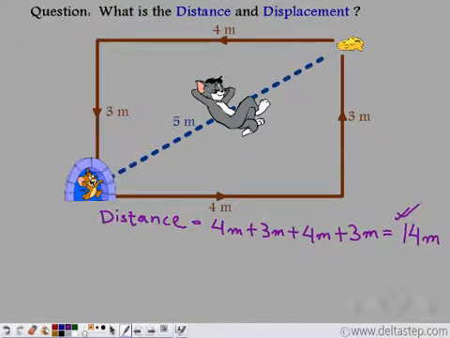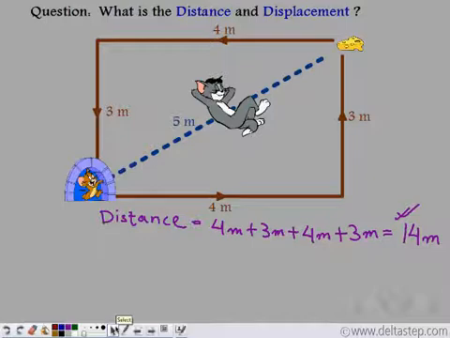Now what is the displacement of Jerry? We have already learned that displacement is equal to final position minus initial position. What is the initial position of Jerry? This one. What is the final position of Jerry? This. So we see that the initial and final position of Jerry are the same, and displacement is equal to final minus initial, and since final is equal to initial, displacement is 0.